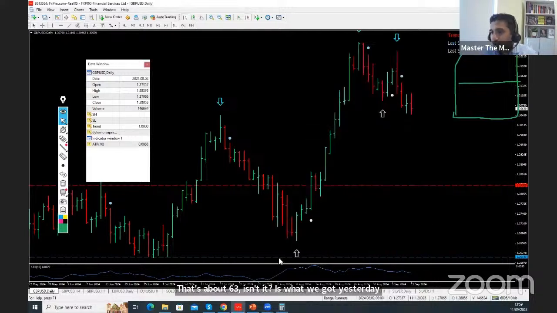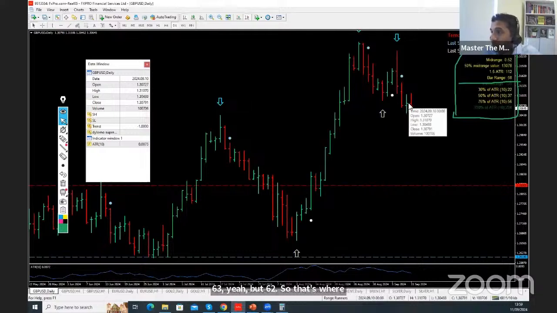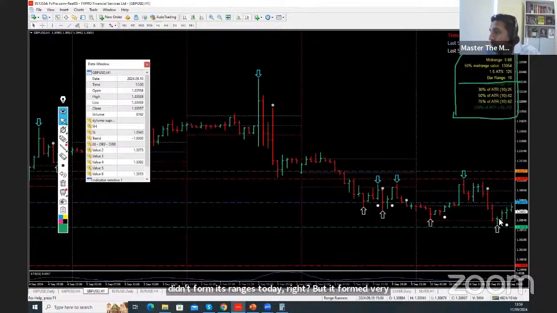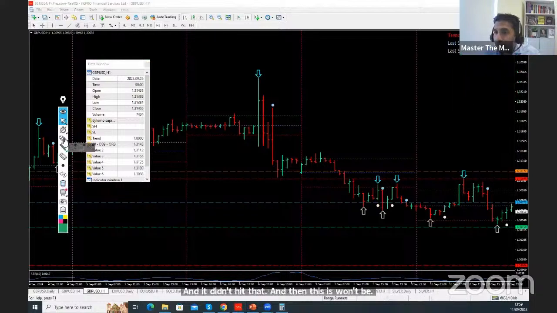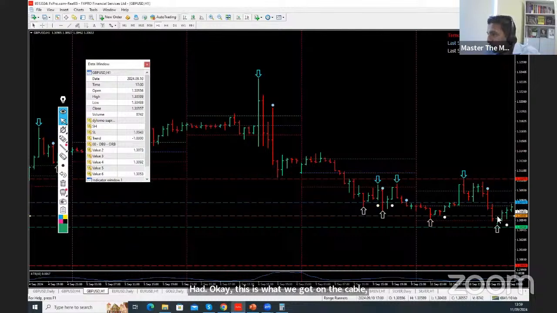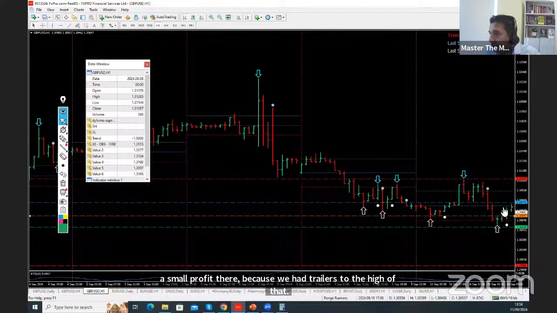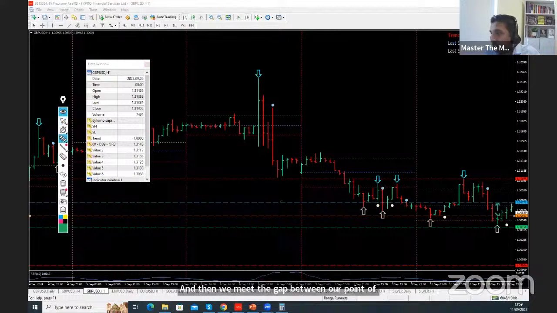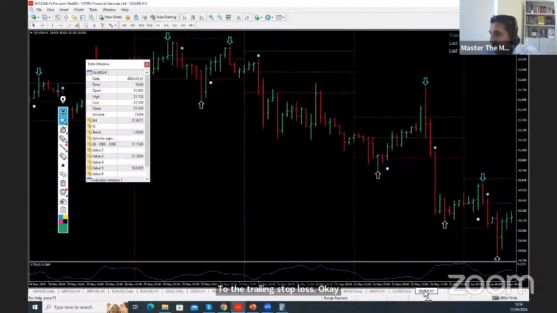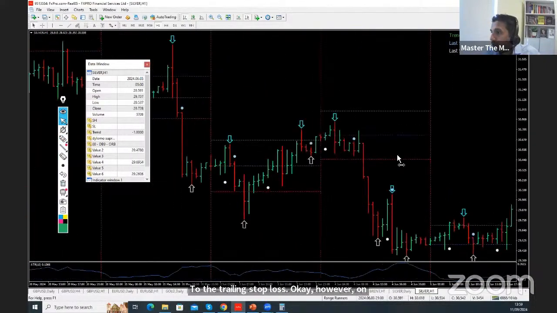63, yeah, but 62. So that's where you see, but then it didn't form its range yesterday, right? But it formed very near to that. That's where our green line was, and it didn't hit that. And then this is what we had, okay? This is what we got on the cable, but we had a small profit there because we had trailed our stop loss to the high of that, and then we made the gap between our point of entry to the trailing stop loss, okay?